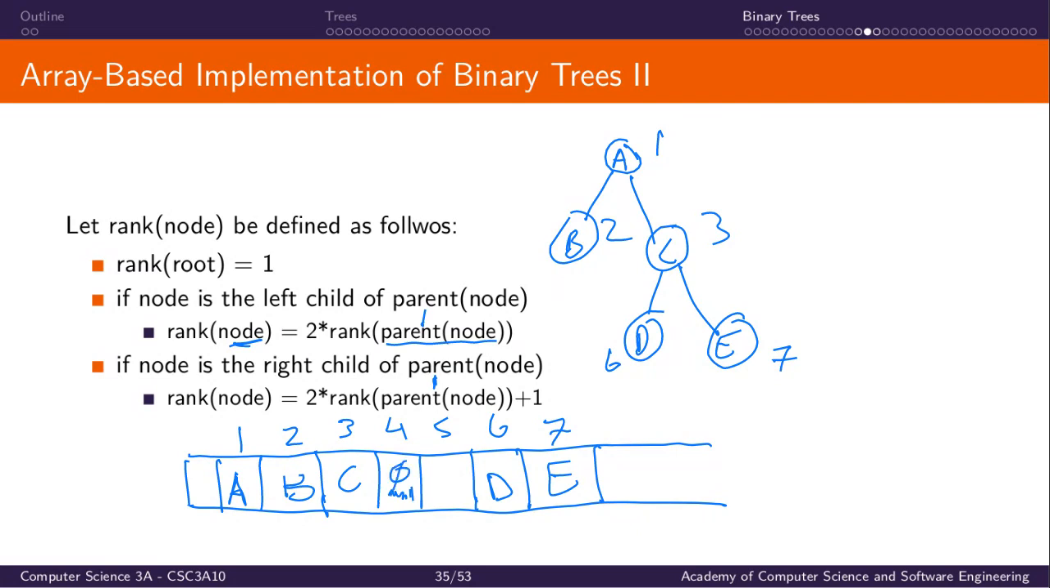So then I check that and I find there's nothing there. So I'll say no, B does not have left. I will then return false.